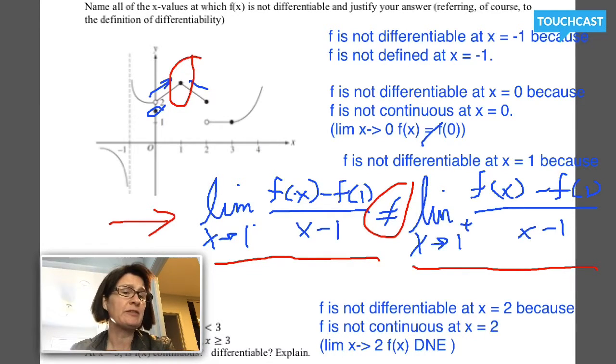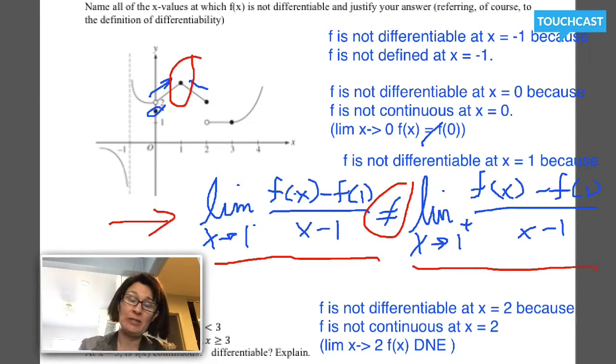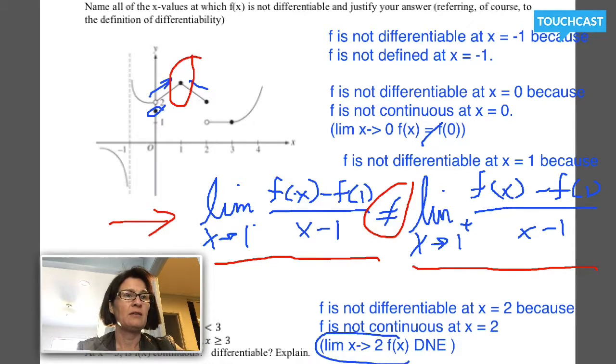I think there's one more answer for this question, which is at x equals 2, f is not differentiable because f is not continuous at x equals 2. If I was going to justify my decision that f is not continuous, I'm going to refer to the definition of continuity. So I'd say the limit as x approaches 2 of f of x does not exist. And notice that this notation I've used, that's how we read it, but normally this x as x approaches 2 should be a little subscript. It just doesn't work on my computer.